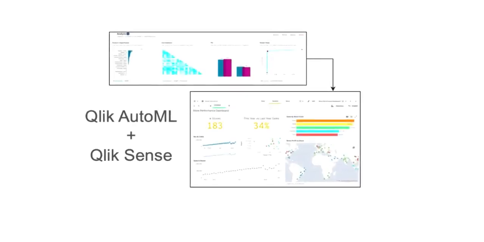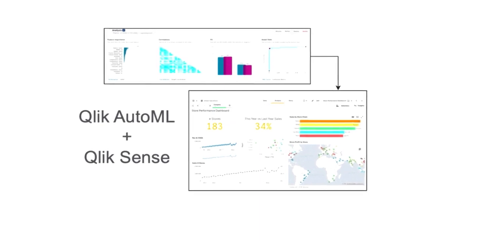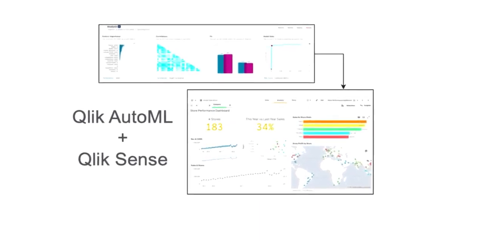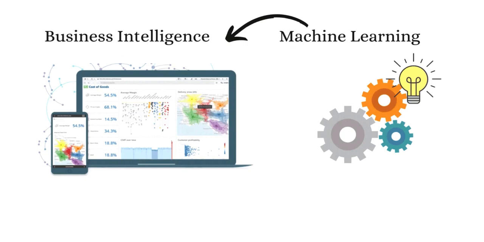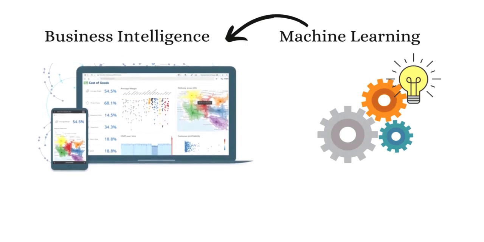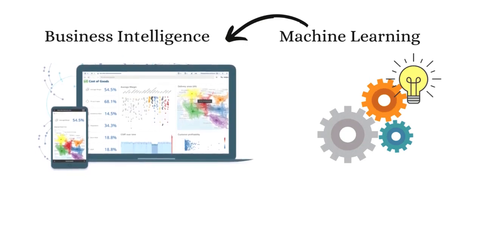Today we are going to discuss how you can use a prediction model developed in Qlik AutoML in your Qlik Sense dashboards to derive further values. Let's get started. In this video, we are going to learn how to build a Qlik Sense dashboard by integrating predictive insights from Qlik AutoML. The idea is to show how organizations can mature their analytics journey by integrating BI with machine learning.